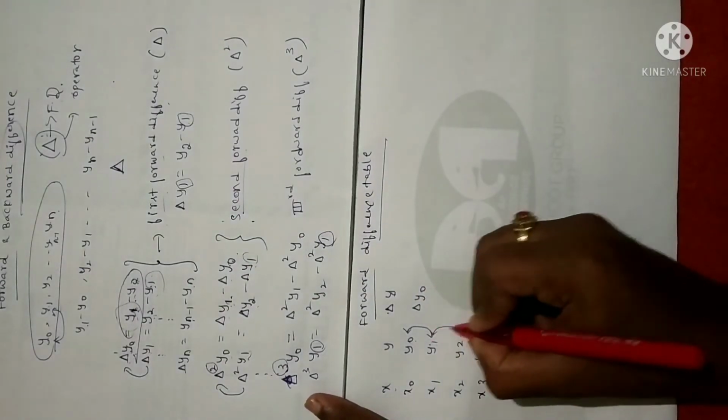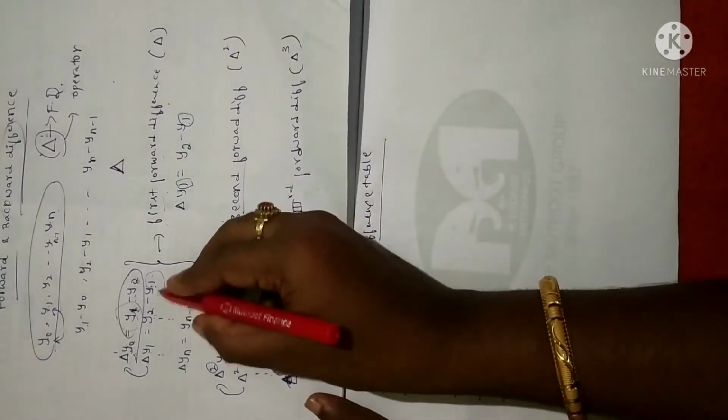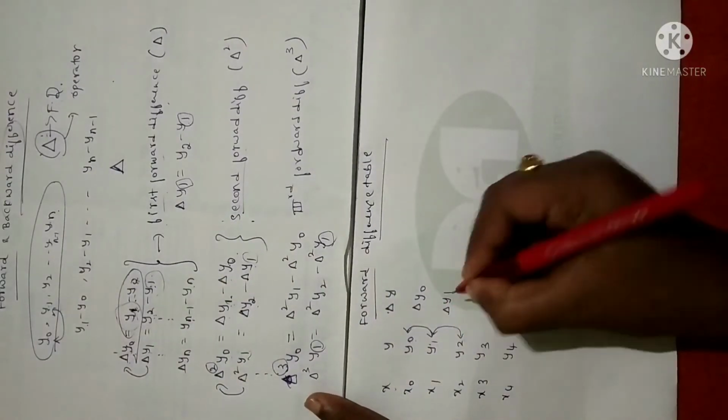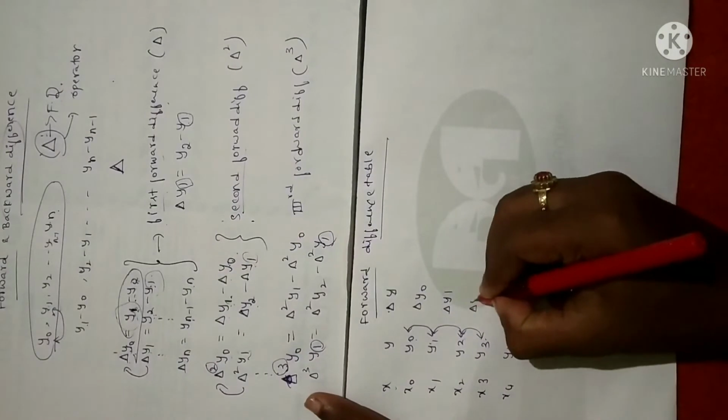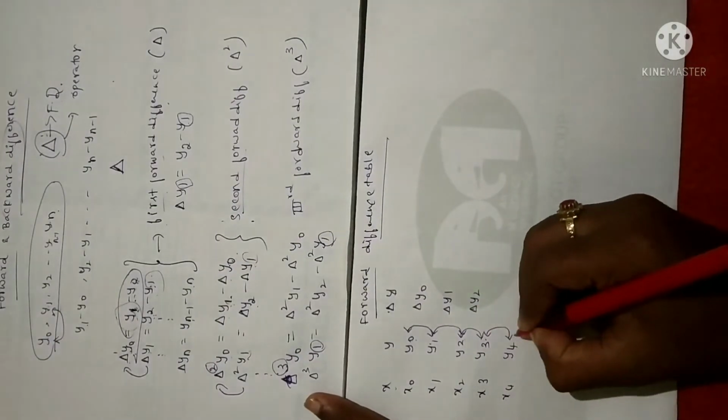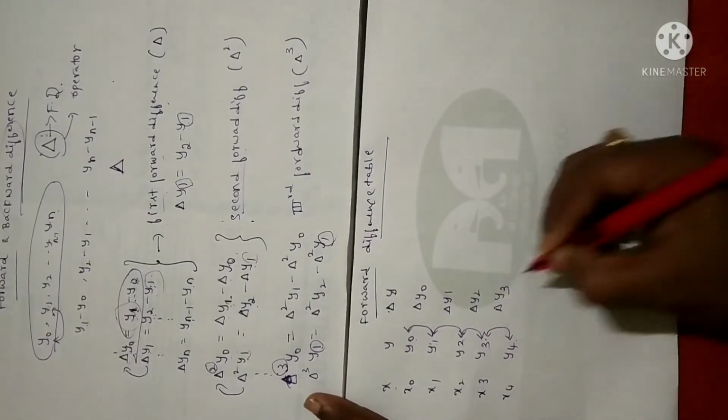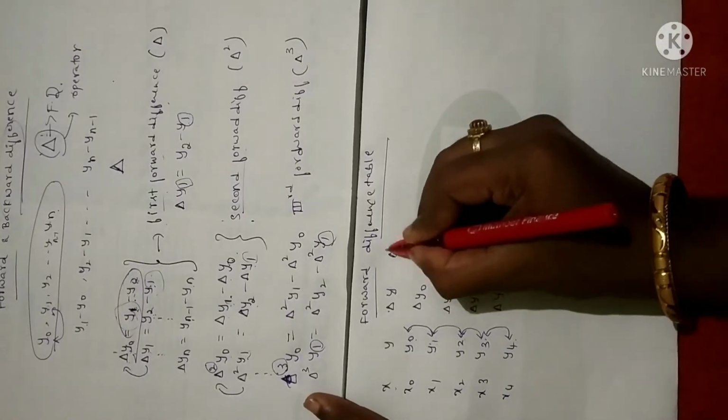Next is y2 minus y1. y2 minus y1 is none other than delta y1. Next, y3 minus y2 is similarly delta y2. Similarly, y4 minus y3 is delta y3. Fine. Next, let me calculate the second forward difference.